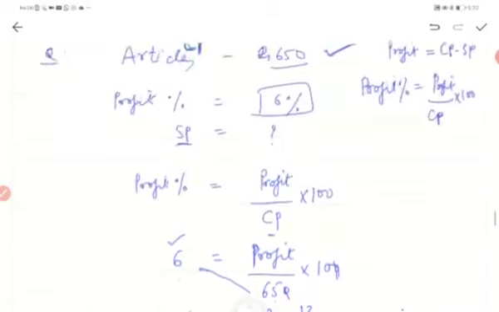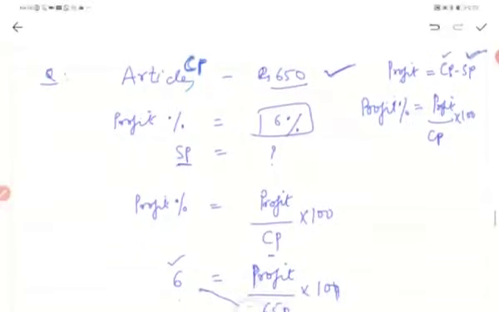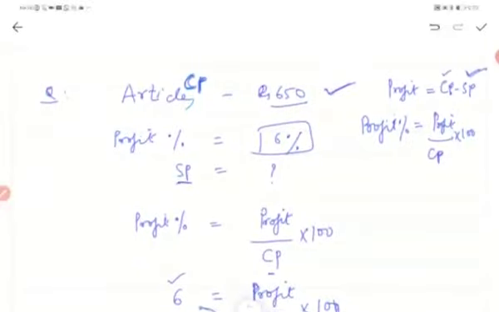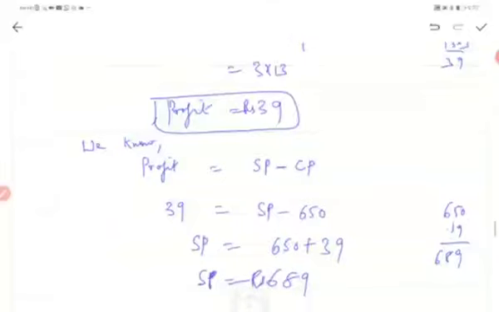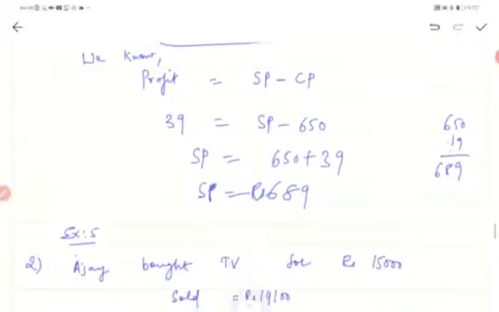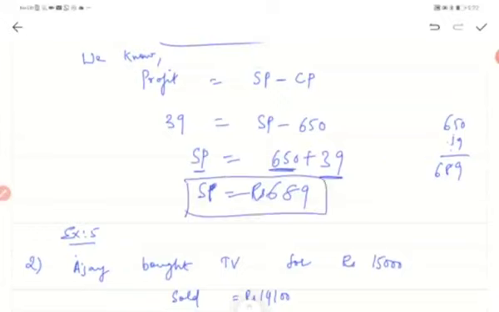Now what is the selling price? I can easily find it just by substituting in this. I know the profit, I know the cost price, so the selling price will be equal to cost price plus profit. The cost price is 650 plus profit 39. So the selling price is 689.